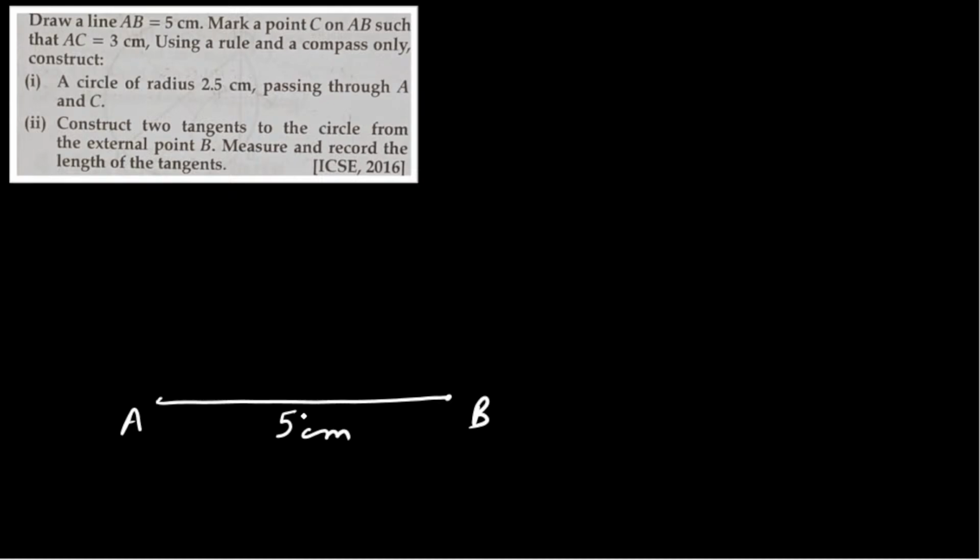On this line itself we have to mark one point C such that the length of the line segment AC is 3 centimeter. Using a ruler and compass only we have to construct. Now we have to construct a circle of radius 2.5 centimeter passing through A and C. For construction of the circle, first of all we will draw the perpendicular bisector.